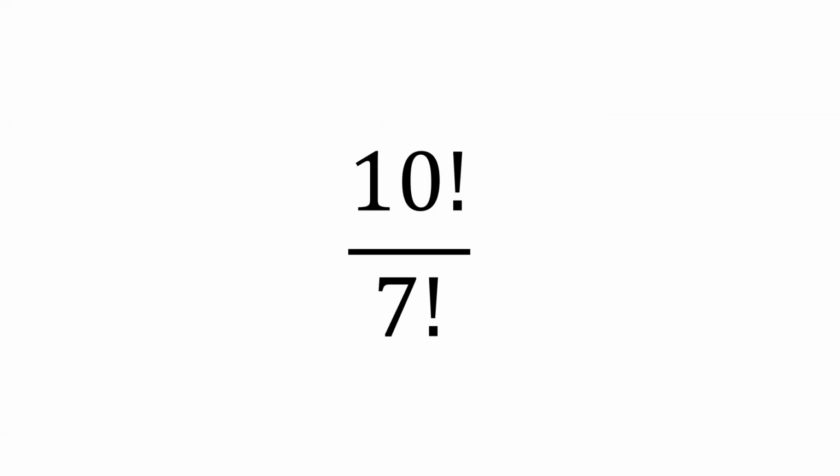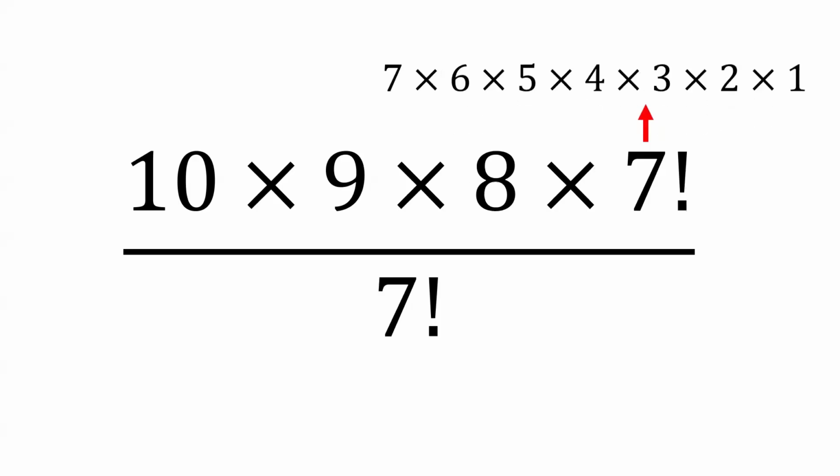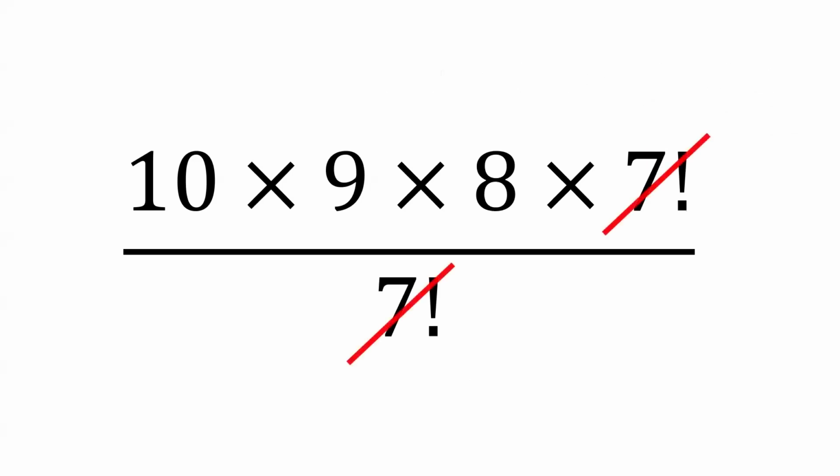Well, 10 factorial is 10 times 9 times 8 times 7 factorial. Why is it times 7 factorial, not times 7, 6, 5, 4, 3, 2, 1? Well, remember, 7 factorial itself means 7 times 6 times 5 times 4 times 3 times 2 times 1. So this is complete. Now we can just cancel them out. Voila.